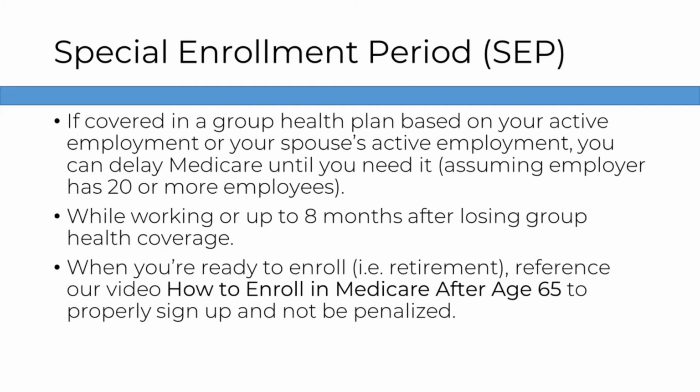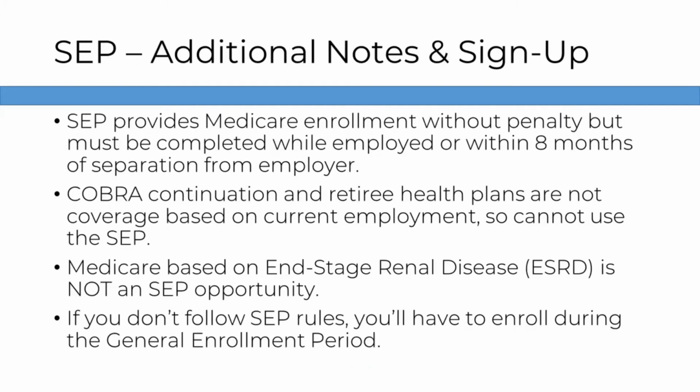I mentioned this can also be done without penalty, and that's because of your continuous coverage through a group health plan since the age of 65 based on the active employment of you or your spouse. But after 8 months of separation from the employer, your SEP ends and you cannot enroll in Medicare again until the general enrollment period.